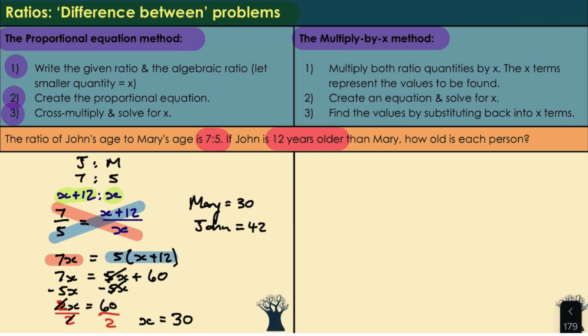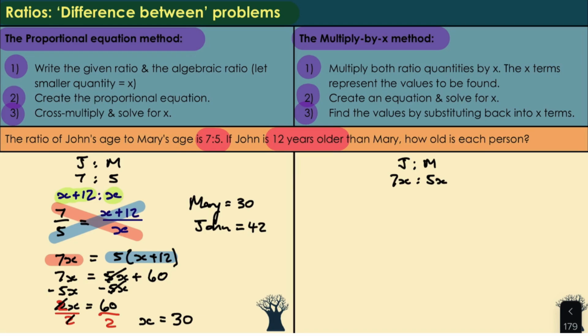So our second method, the multiply by x method, we'll follow these three steps. We have John and Mary. Step 1, multiply both ratio quantities by x. The x terms represent the values to be found. So we have 7x to 5x. So 7x represents John's age, 5x represents Mary's age.